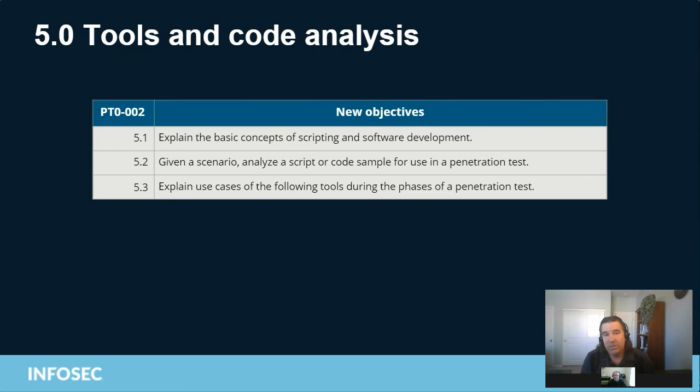And then lastly, tools and code analysis. We need to explain the basic concepts of scripting and software development. Also, given a scenario, analyze a script or code sample for use in a pen test, and explain use cases for the following tools during the phases of a pen test. In 5.3 there, that's when you're going to see the category by tool purpose. So you're going to see pen testing tools, and vulnerability assessment tools with automation tools. So take a look at that. And there's also a hardware and software list at the end of the objectives.